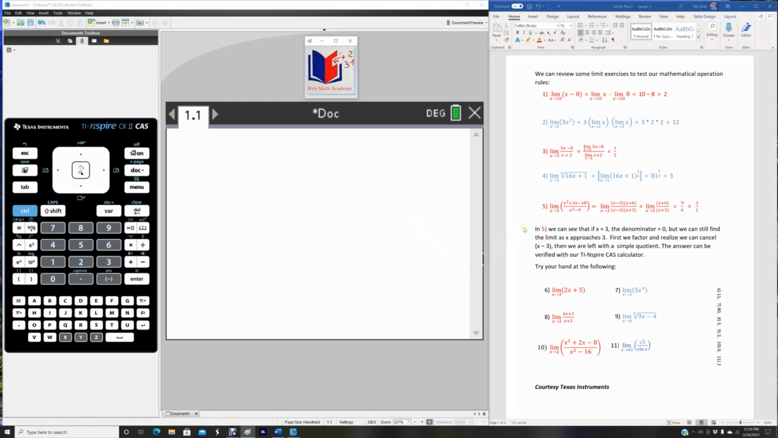Now in this example number 5, we can see that as x goes to 3, the denominator goes to 0, which is not allowed. However, we can get x as close to 3 as possible and come up with a limit. First, we factor the top and the bottom, and we come up with (x minus 3)(x plus 6) over (x minus 3)(x plus 3). Well, we see that we can cancel the x minus 3's, and we're left with the limit of x plus 6 over x plus 3, which equals 9/6, or 3/2.